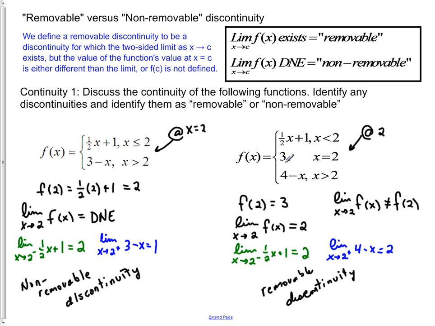It doesn't matter. As long as it meets the conditions that f of 2 is defined, the limit as x approaches 2 of f of x exists, and the limit equals the value of the function at that point, it would be continuous. But for that one point, it's not continuous. We call it removable.